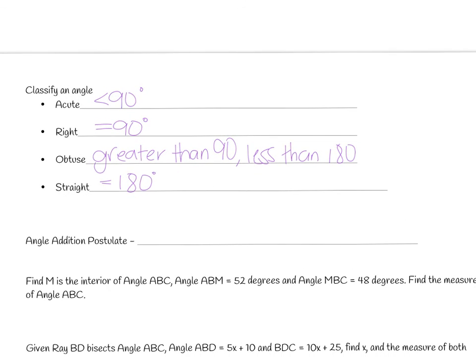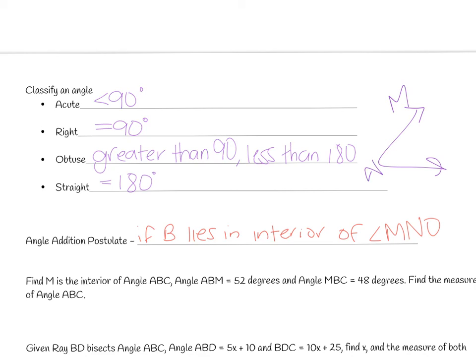Angle addition postulate says if B lies in the interior of angle, say, MNO, so we can get a visual on that. It would be angle MNO, and anywhere in here would be B. If that's the case, then angle MNB plus angle BNO would equal the whole angle, which is MNO.